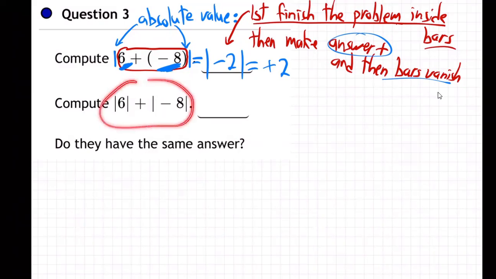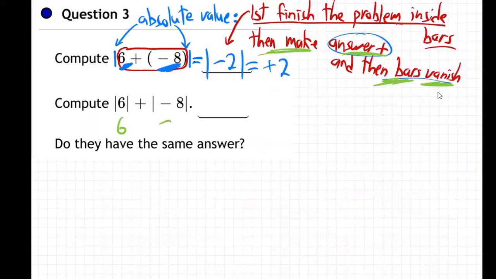Now, on the second part, we have 2 separate absolute value bars instead of one big set of absolute value bars. A little different, huh? So what's going to happen here? This is absolute value 6. This is just going to stay 6 because it's already positive. But the bars vanish. Remember? Then the bars vanish. They make the answer positive inside. Then they vanish. How about this one? +8. And then they vanish.